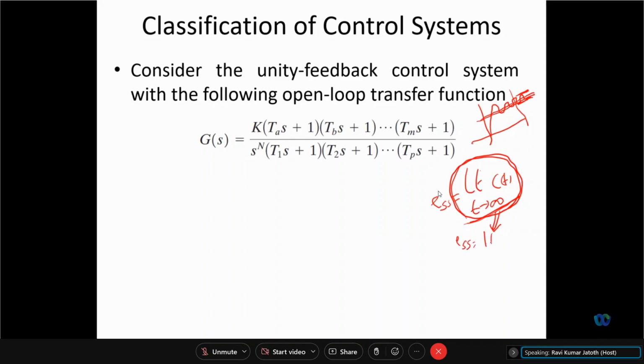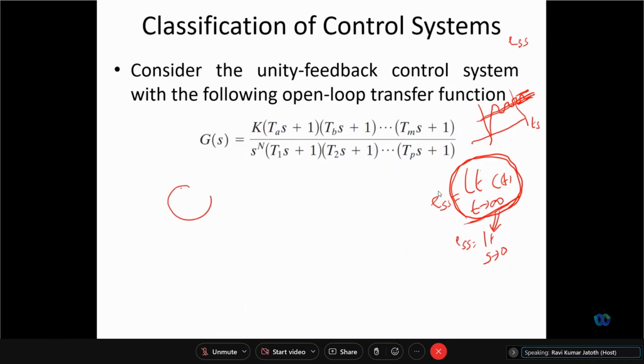ESS is limit s tends to 0. See here, we are going to see the steady state response. Steady state response means only one parameter is what we are going to consider, which is called steady state error. How do you define the steady state error?